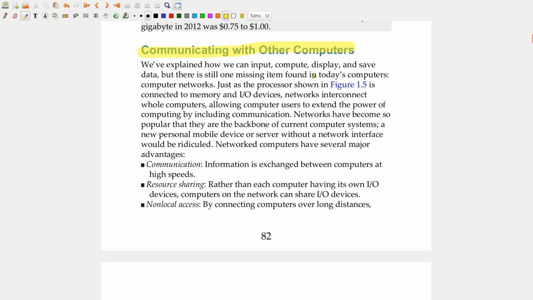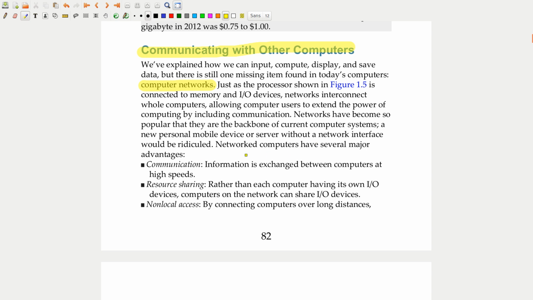We've explained how we can input, compute, display, and save data, but there's still one thing missing from today's computers. It's computer networks. This is a very important thing, and I'm actually going to do an entire course on this and probably do some streams on this. Networks have become so popular that they are the backbone of current computer systems. A new personal mobile device or server without a network interface would be ridiculed. You can't have these things just in isolation. It doesn't make sense unless it's for some specific application that doesn't need to talk to anyone.